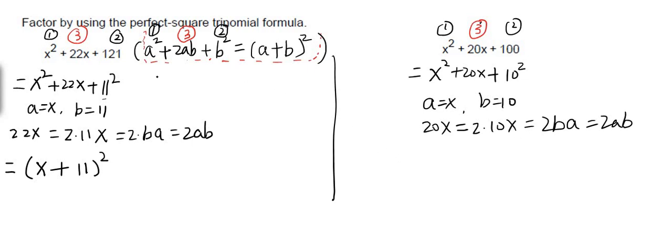So that means this polynomial can be written down as a squared plus 2ab plus b squared, and that gives you a plus b, where a is x, plus 10 squared. That's it.